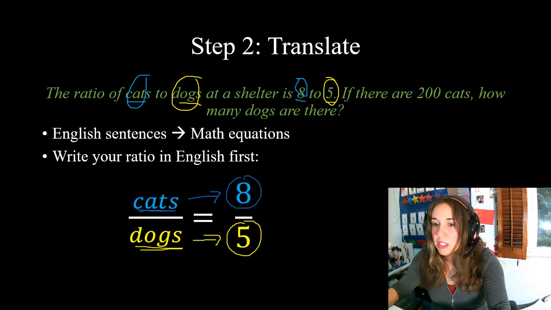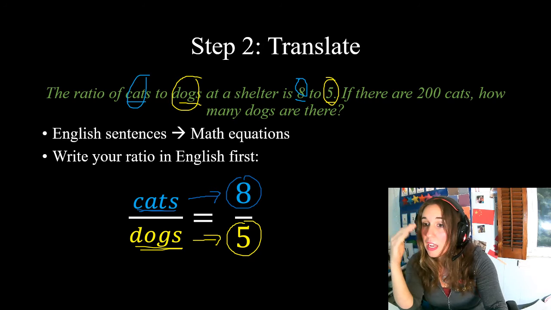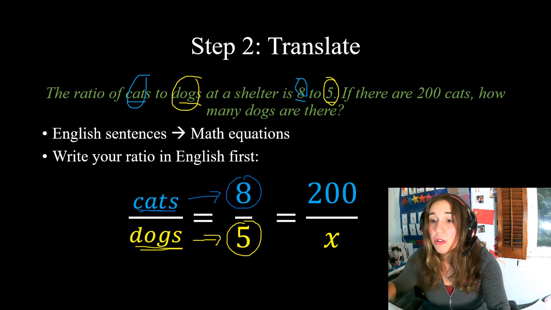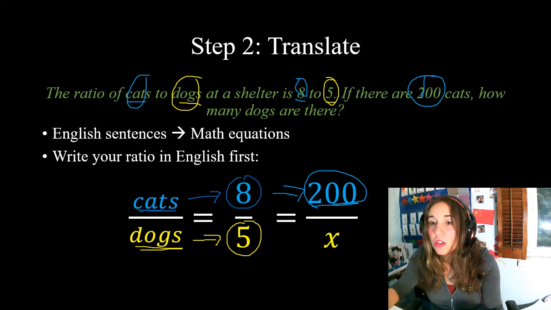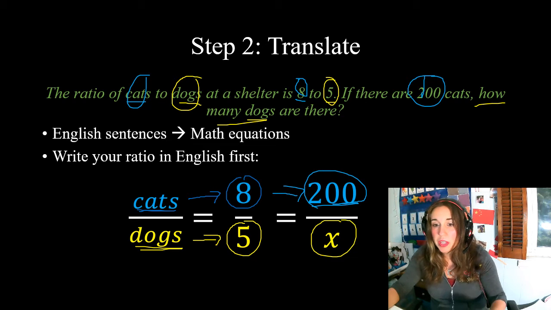Now I need to set up the second part of my ratio. So I know that if for every 8 cats there are 5 dogs, well, if there are 200 cats, how many dogs are there? So again, I've kept those 200 cats in the numerator, right? And my dogs were my variable. How many dogs are there? So that's why my x is going in the denominator.